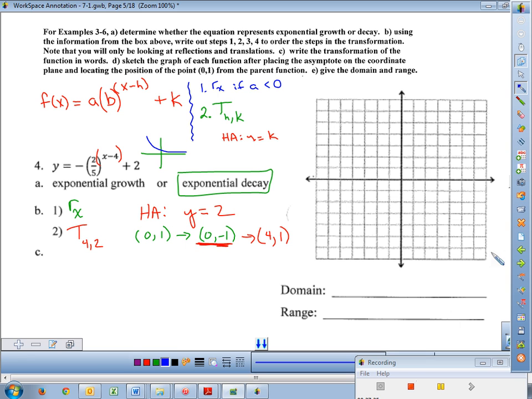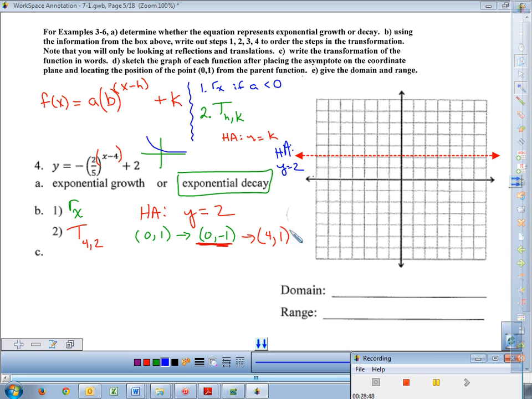First thing you want to graph is your asymptote. Graph the asymptote. And that's at y equals 2. So we've done our asymptote. Now plot our new translation point of 4, 1. So that's at 1, 2, 3, 4, 1.